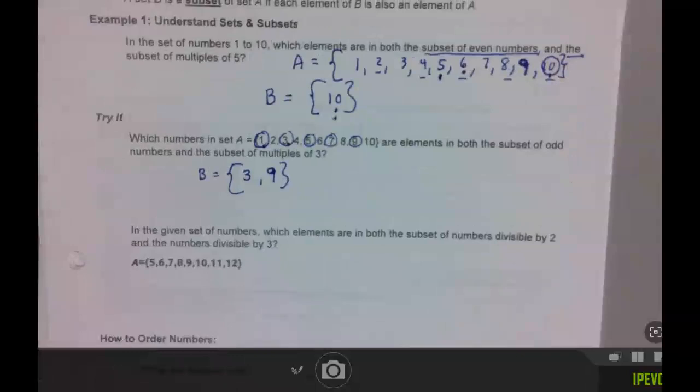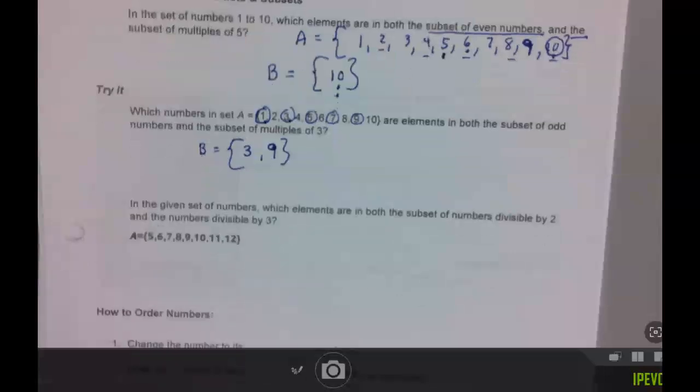Questions? Pretty simple so far. Have you guys done this before? Kind of? Probably the set notation is a little different, isn't it?